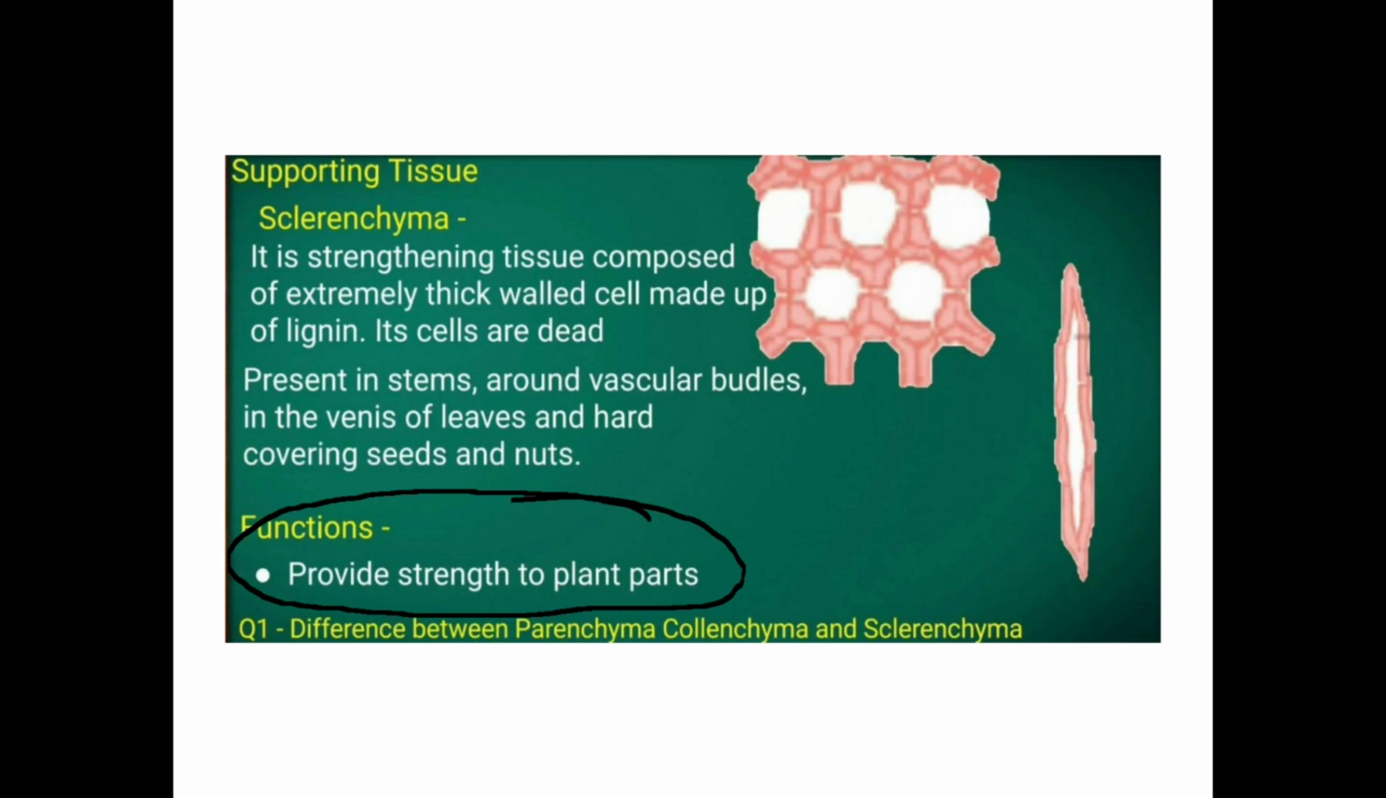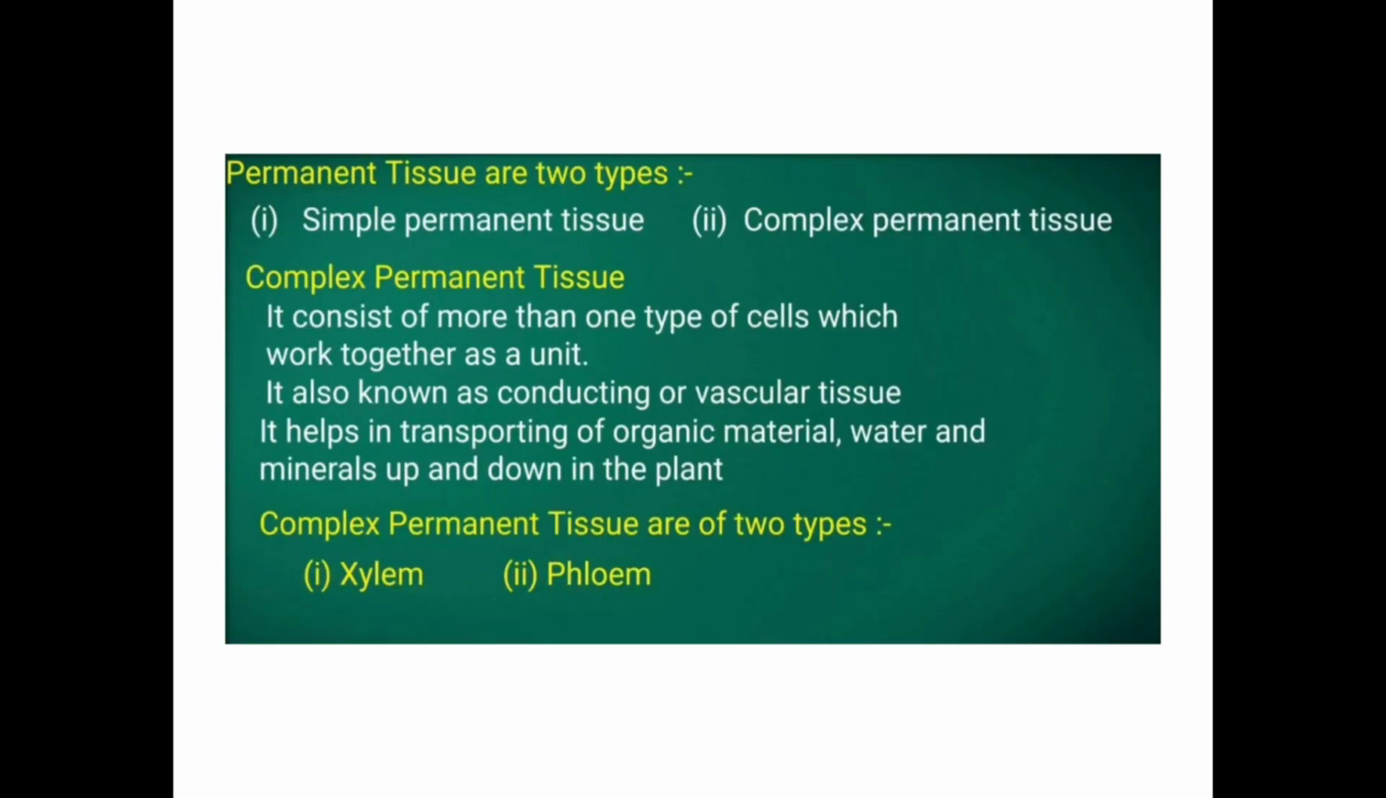So what is the difference between parenchyma, collenchyma, and sclerenchyma? The functions are different. This one you just make a table and study. So simple permanent tissue is a tissue which is having similar structure.